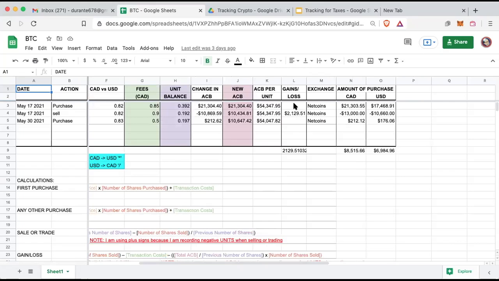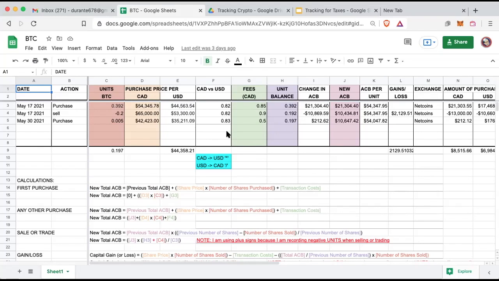If we had any gains or losses, they would take place here. The exchange that we made these purchases or sales or trades. And then the cost of the trade, both in Canadian dollars and US dollars. Just a few things to note. I've color coordinated it just so that each column stands out a little bit different.